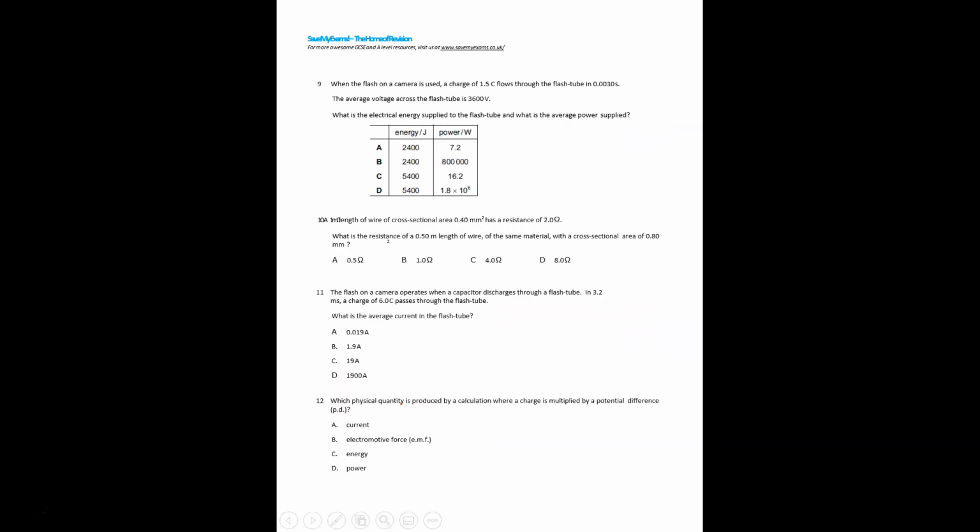3 identical cells are connected in parallel to resistors. So with 3 identical cells, what is the advantage? It takes a longer time to run down. Okay, next question.